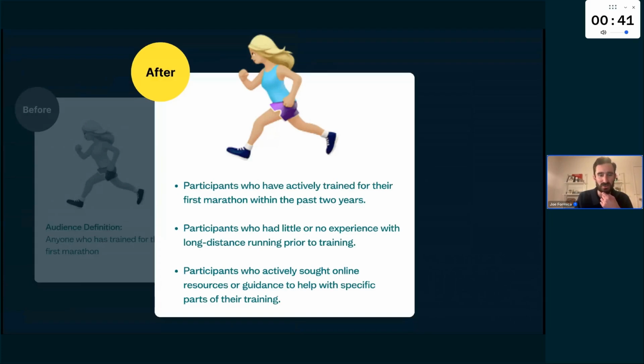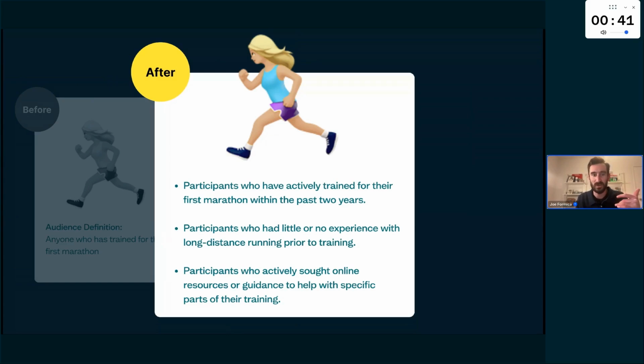That one, I know there are some different ones in the chat. That's one where we just don't have enough info for this example. But if it's for first time marathon trainers, I would probably want to talk to people who have not run 15 half marathons, and maybe people who are more just starting out with distance running, and participants who actively sought online resources or guidance to help with specific parts of their training. Now, this might not be perfect. I see some answers in the chat that I already like a little bit better than my own here, but the idea is that now we're getting more specific.